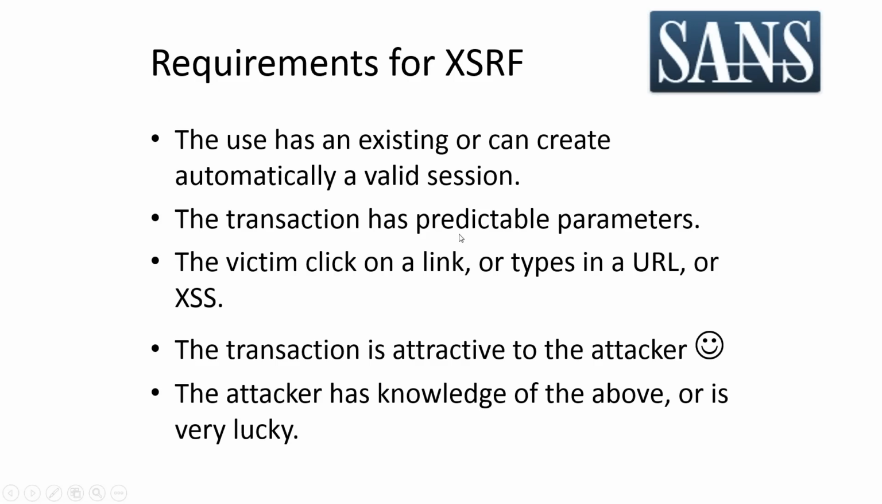So the next thing about cross-request forgery is it has to have predictable parameters. Every parameter inside the application for that transaction, the attacker has to know what they are and has to be able to predict values that make sense inside the transaction. Then, if those two are true, the user has a session or can get one, and the transaction is predictable, the victim has to click on a link or get hit by a cross-site scripting attack. The last thing, of course, is the transaction has to be attractive.